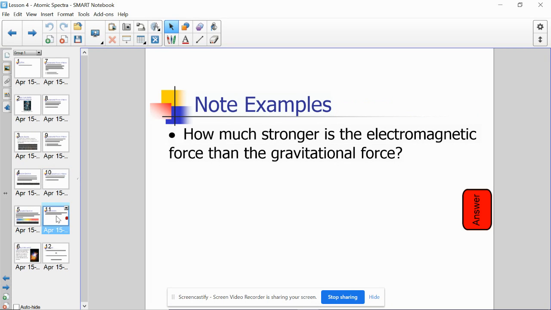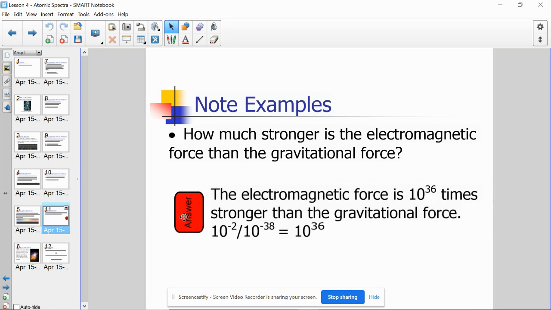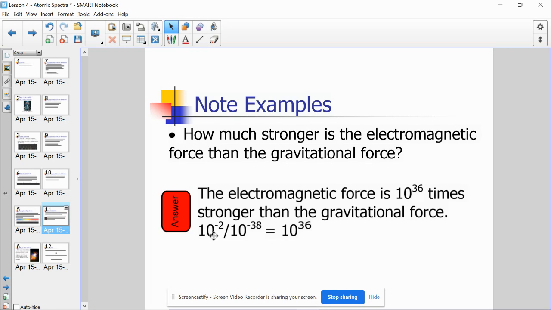So some examples will be asking how much stronger is one than the other. All we would do is basically count zeros. So we would just divide the two, and that would be it.